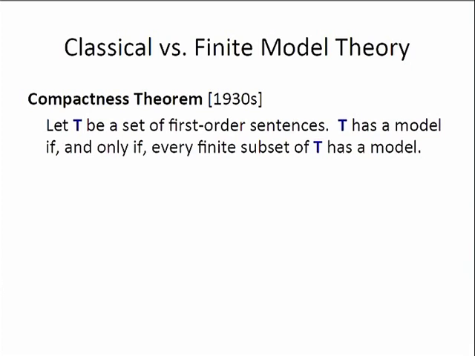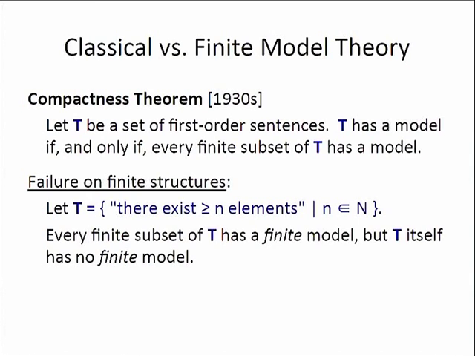The compactness theorem says that if you have a theory T, a set of first-order sentences, then T has a model if and only if every finite sub-theory, every finite subset of T, has a model. And this fails on finite structures, which is easy to see by the following example. If T consists of the set of sentences saying there exist at least n elements in the universe, then every finite subset of T, finite set of such sentences, has a finite model, just any large enough finite set. But T itself has only infinite models. So this shows that the compactness theorem fails on finite structures.